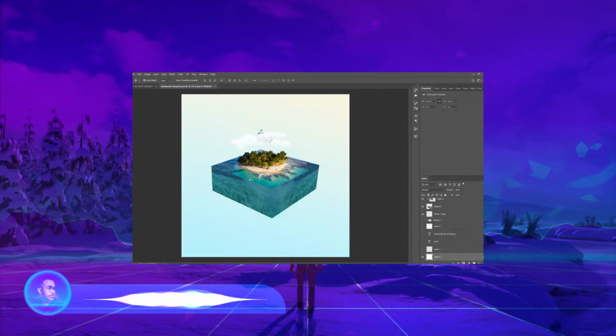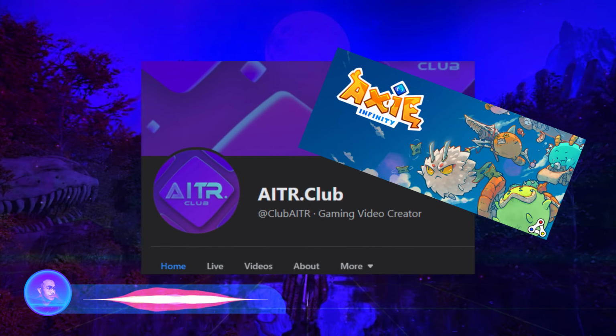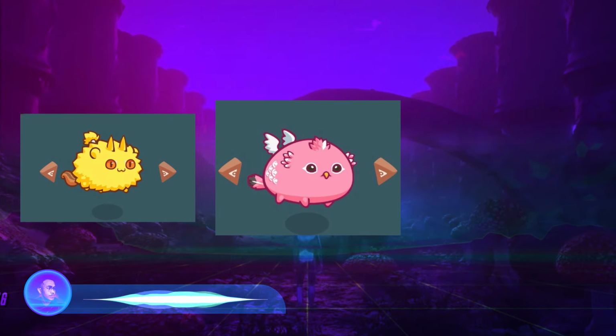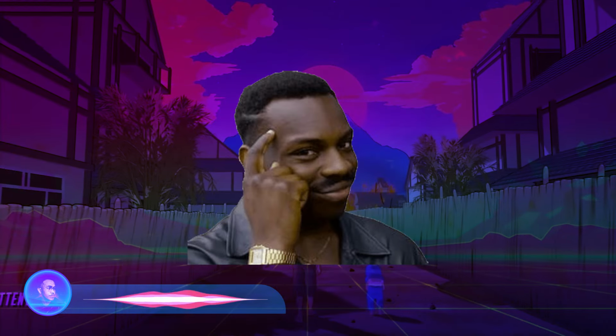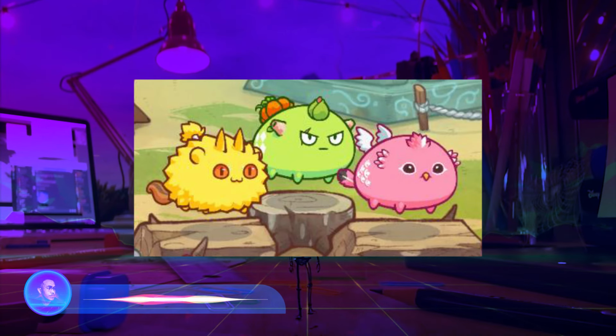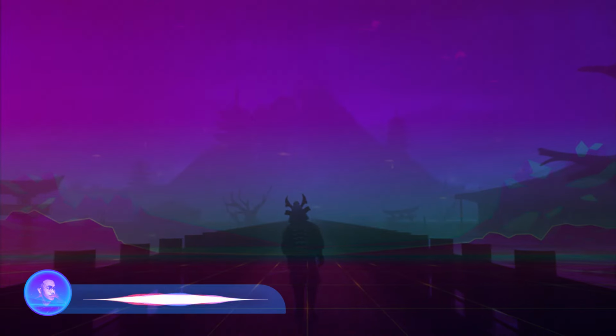And when AITR.CLUB gave me a chance to play Axie Infinity, and by the way, shout out to these awesome people, I had a team of bird, beast, and plant Axies. So I had an idea. Why not make a 3D photo manipulation for my Axies? And the light bulb pops up. Without further ado, here's the time lapse of my creation.